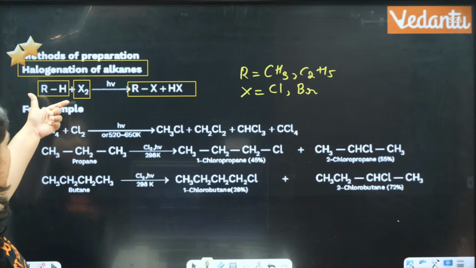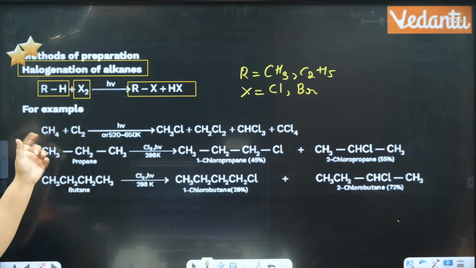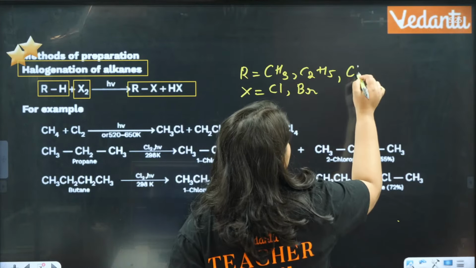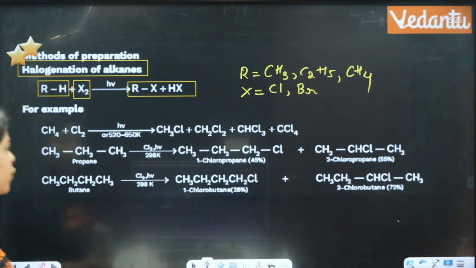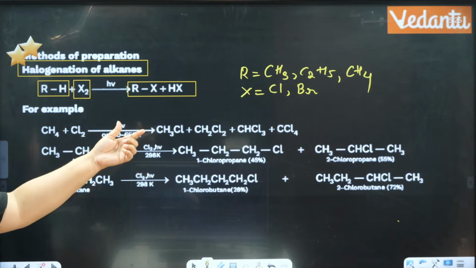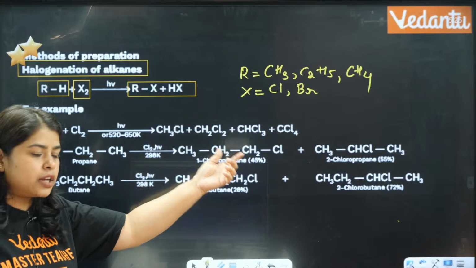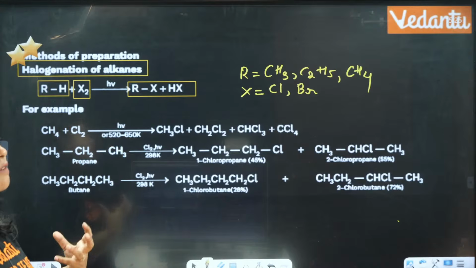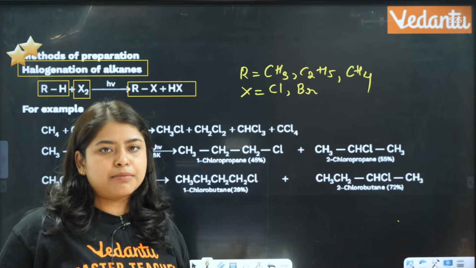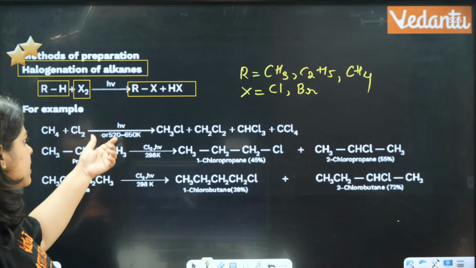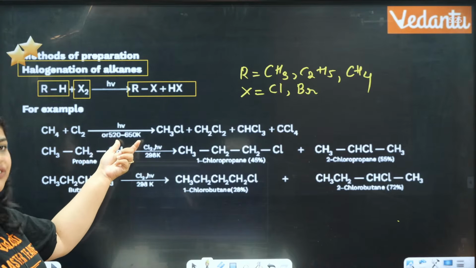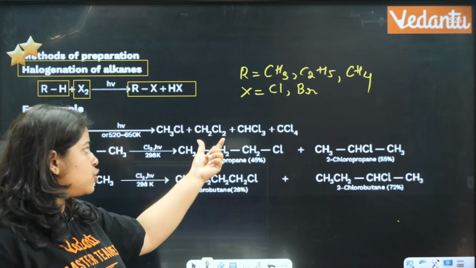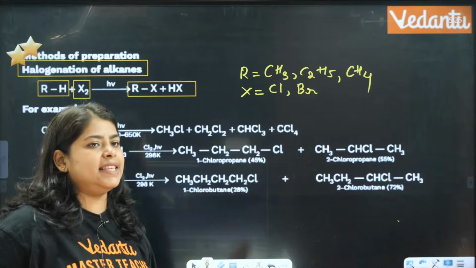Clear? For example, in that place they have taken CH4 plus Cl2. In the presence of H nu, the temperature depends on which compound we are reacting with. In the presence of H nu and 520 to 850 Kelvin, we are going to get CH3Cl, CH2Cl2, CHCl3 and CCl4.